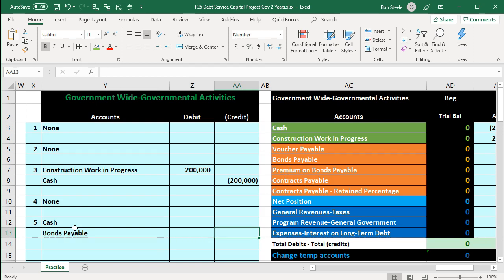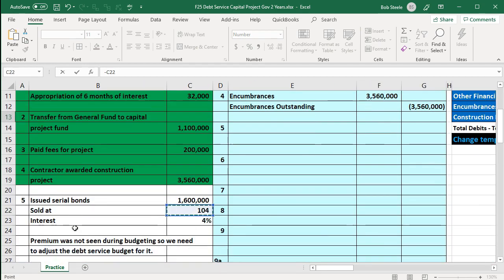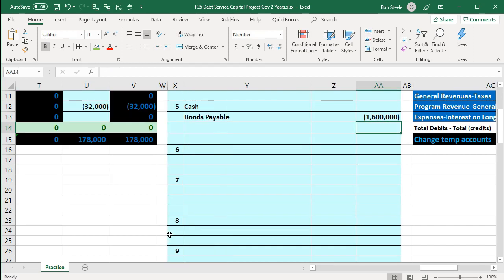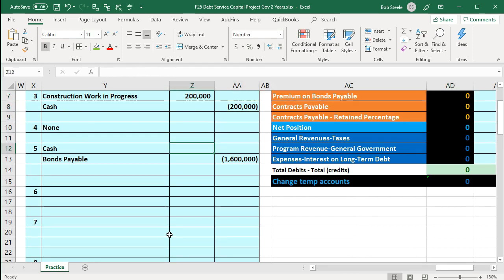I'm in AA13. I'm going to say negative instead of equals. Scroll all the way back to our data and pick up the face amount of the bond, which is going to be that $1,006,000. Now note as we're here, before I hit enter, that we sold it at 104. So that's 104%. So we sold it at 104% of the face amount. So how much cash did we get?